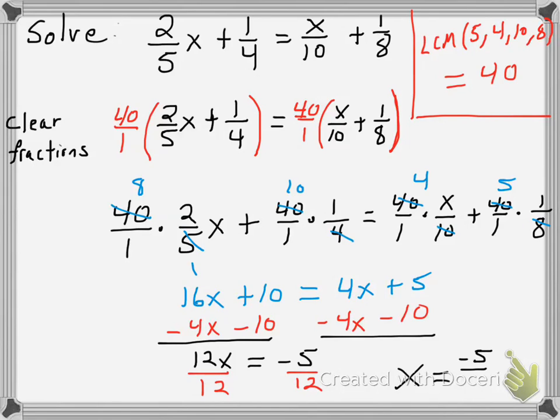After that, the 12 is attached to the x by multiplication, so we'll divide both sides by 12, and we get an answer of negative 5 over 12. Okay.